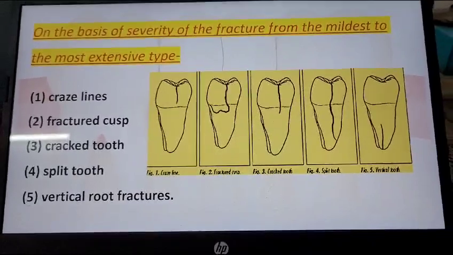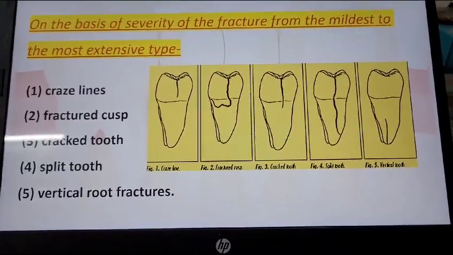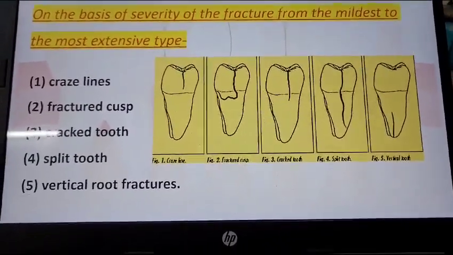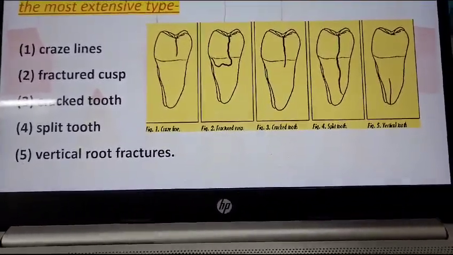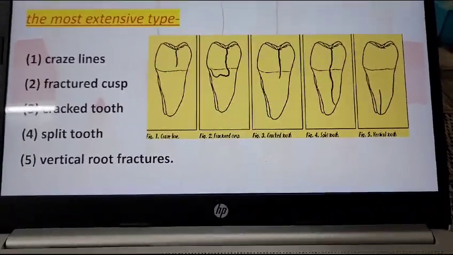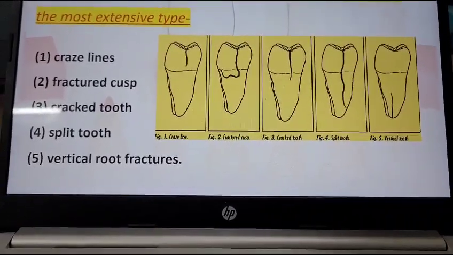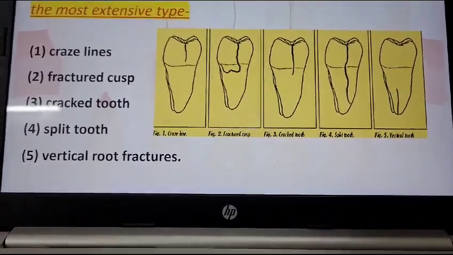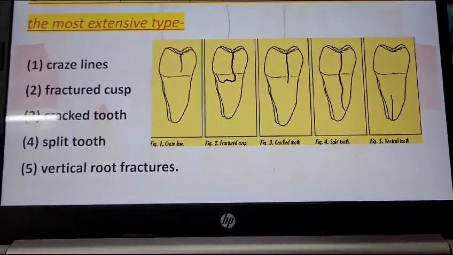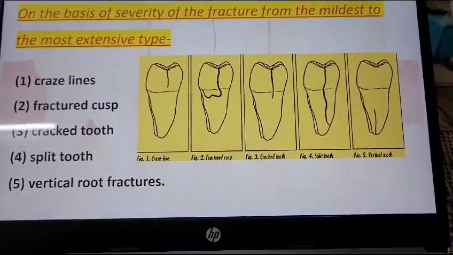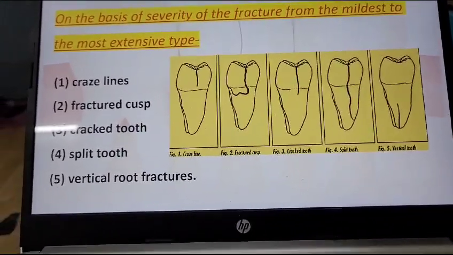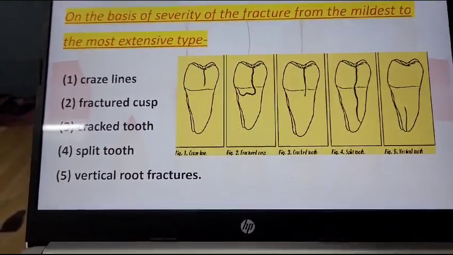The next classification is on the basis of the severity of fracture, from the mildest to the most extensive type. The first is the craze line, the second is the fractured cusp, the third is the cracked tooth, the fourth is the split tooth, and the fifth is the vertical root fracture. There are many challenges in longitudinal tooth fractures.